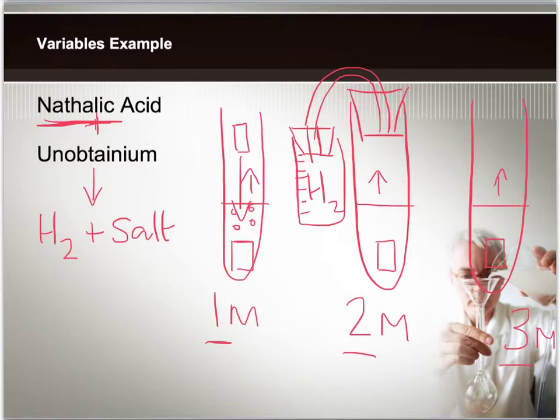Now, in each case, we would be able to collect the gas, and that would then enable us to graph the results that we have, and come up with some sort of relationship. The most important thing is coming up with the relationship between the concentration and the rate of reaction.